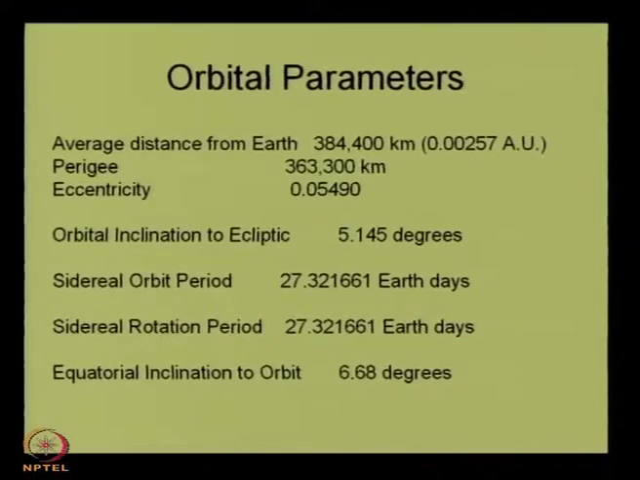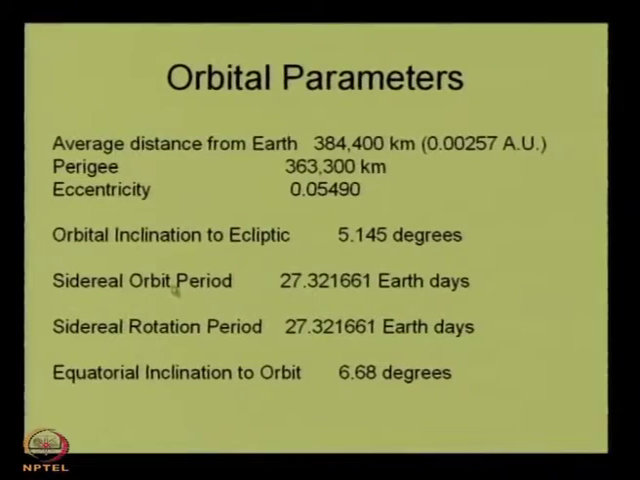And the sidereal orbit period, by which we mean that the moon comes back to the same position with respect to the fixed stars, not with respect to the sun or something else, but with respect to the fixed stars. This is the time it takes to complete one orbit, and this is 27.3 earth days.